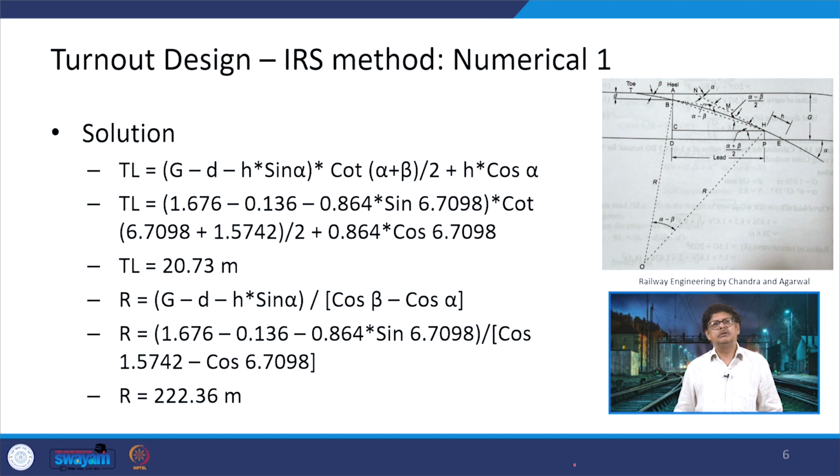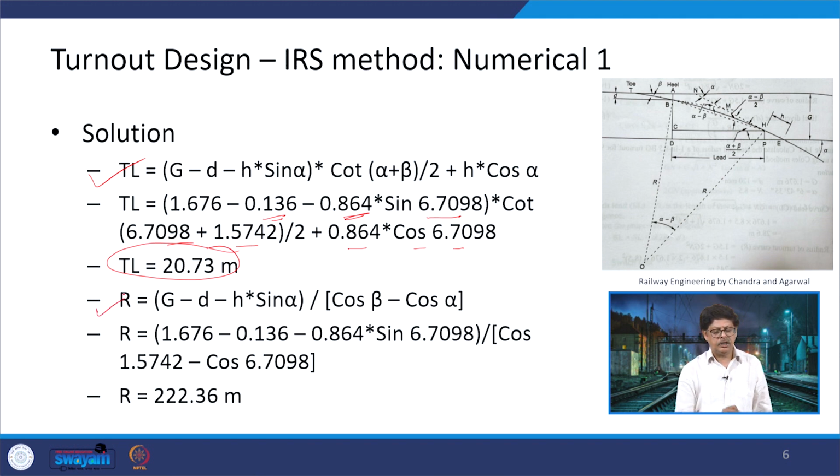Now, the total lead is given by the equation as we already talked about. So, we are just putting the values here. G is 1.676, d is 136 mm, so in meters. Then sin, then h given as 864, so it is taken here. Then the sine of alpha, then cot of (alpha plus beta by 2) and again h into cos of alpha. So, it gives us TL is equal to 20.73 meters.